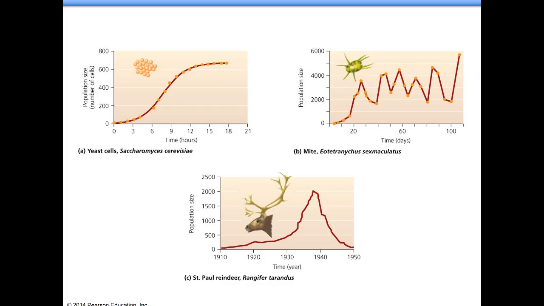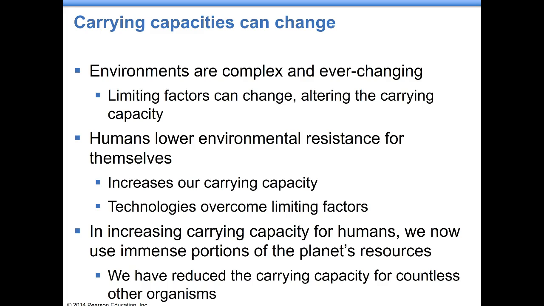They're not perfect, but they still form that S-shaped curve that we were talking about. So carrying capacities can change. Environments are very complex. They're not stagnant, they're not stationary. They do change. Limiting factors can affect and alter the carrying capacity. If a tornado comes through and wipes out half the forest, that's going to take some of the food and shelter away from the organisms that depend on it, and then you're going to lose a large number.